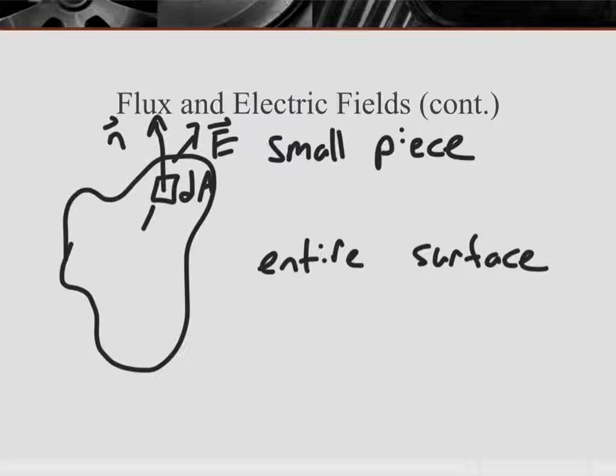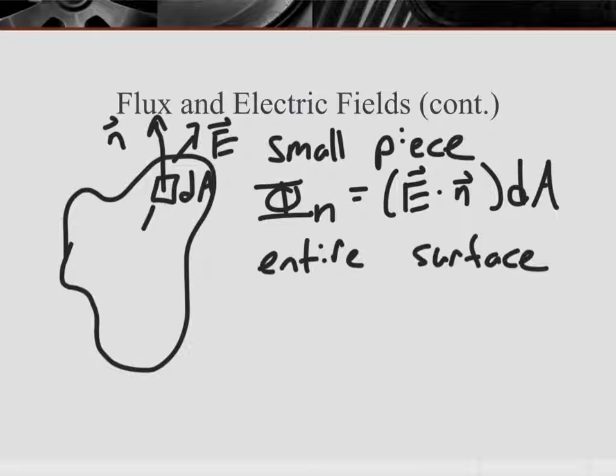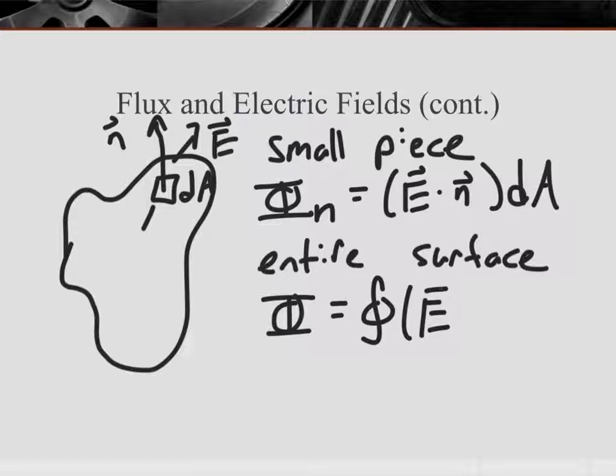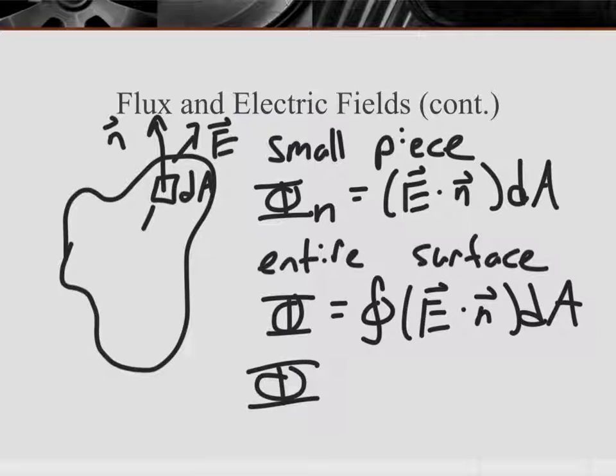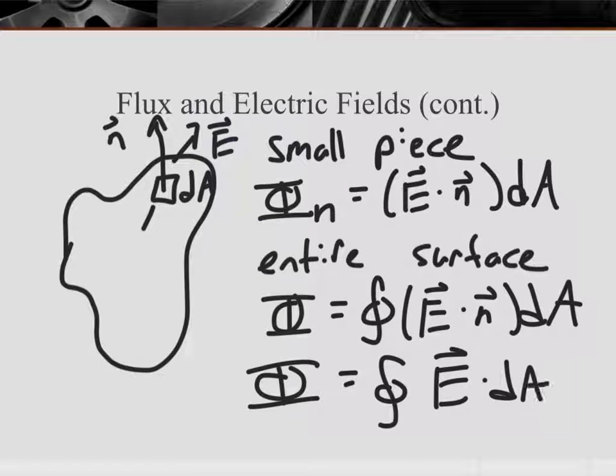So then we can generalize the flux, considering a small piece of area on a surface. The flux of that small piece, labeled dΦ, is E dot the normal vector times that small area dA. So for the entire surface, we're just going to add up all the infinitesimally small dAs, and we get that the flux is the integral over the entire surface of E dot N dA. Or the flux is the integral of E dot dA vector.